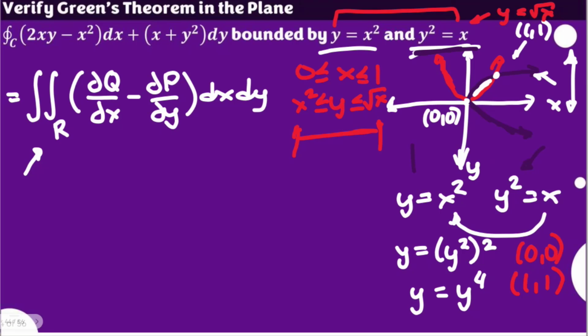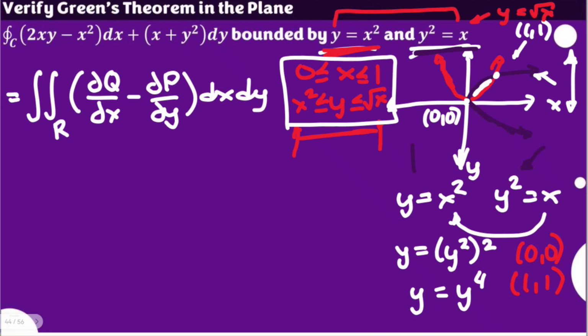y squared is equal to x. The lower boundary, the red one, is this one here. Hence, we can see that this is really the correct region for your x and y. Now, we can see here that our x is simple. Okay? It's 0 to 1. But our y is expressed as two functions, x squared and then square root of x.